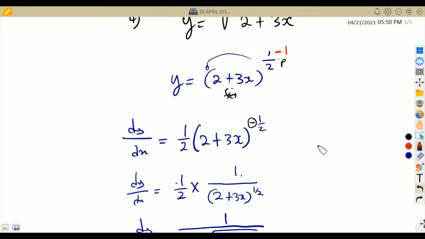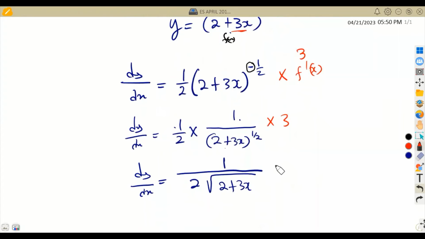Sorry, I was actually affected by the network. I forgot to put the first derivative of 3x in this case, which is 3. So we multiply also by 3. We also multiply here by 3 again. Let's correct this part. If we multiply by 3, this means this answer is going to give us a 3 at the end. So we are going to have it as 3 over 2 square root of 2 plus 3x.